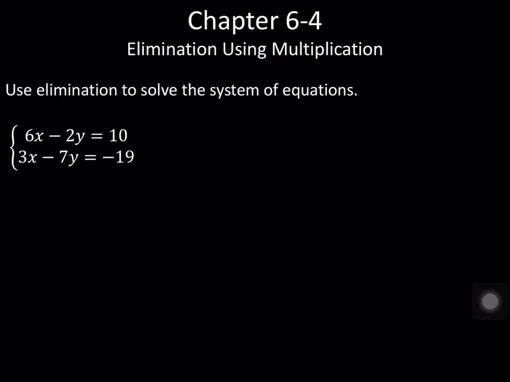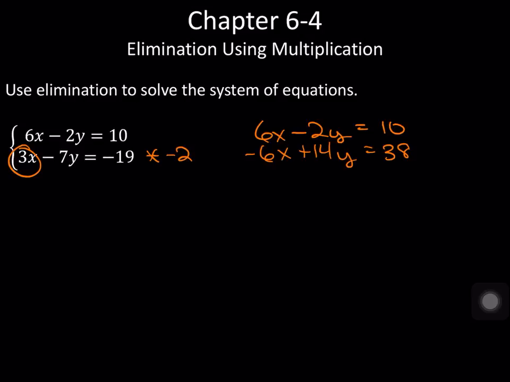But to get that 3x to match that 6x, I can multiply the bottom times -2. Negative 6x plus 14y equals a positive 38. And all I did was distribute a -2 to that entire bottom equation. That's one of those things that we get to do. Not changing the top equation at all, just going to rewrite it. And now you can see plus 6x, minus 6x. That eliminates by adding the two equations together, which leaves me with 12y equals 48 and y equals 4.